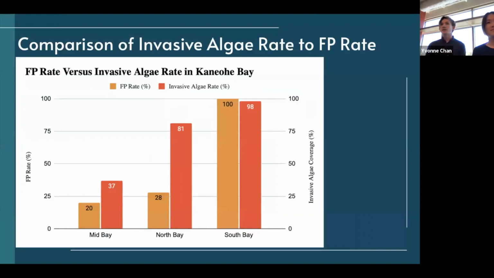And as you see here, there's a similar relationship as there was with the nitrogen delta 15 levels, where in the mid-bay, there's quite low amounts of invasive algae and fibropapillomatosis in green sea turtles. In the North Bay, the relationship continues, and in the South Bay, the relationship also continues.